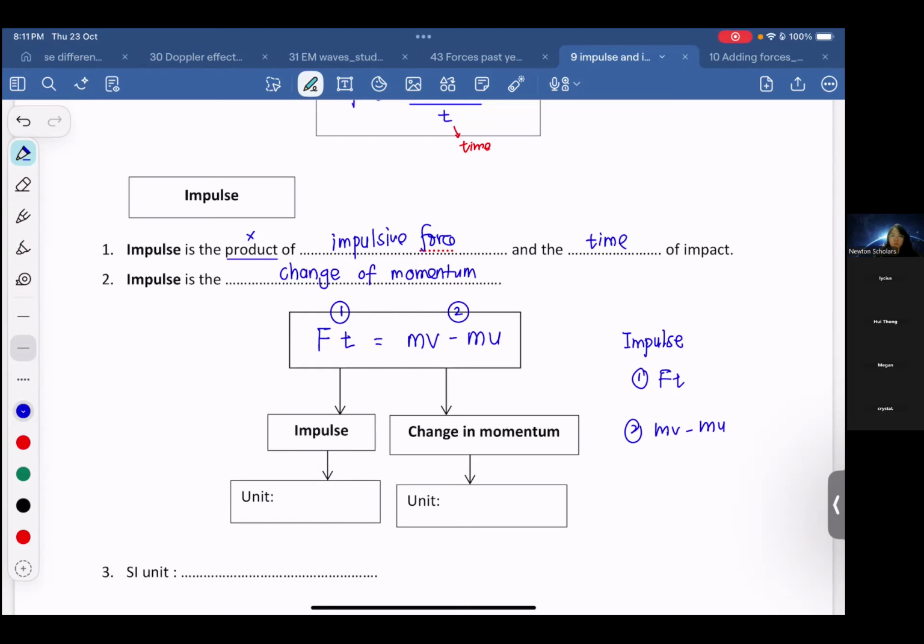Right now, based on the formula force times time, can you tell me what unit we can give to impulse? Let's just try.